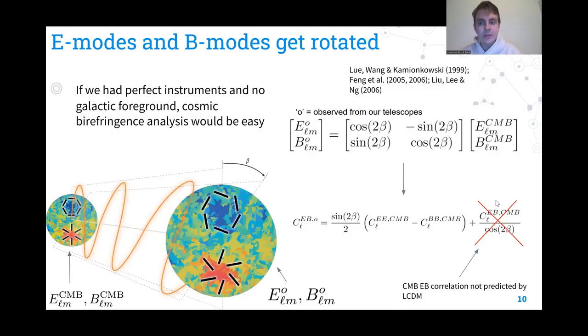So the way to measure cosmic birefringence, if you have perfect instruments and no galactic foreground, is pretty straightforward. What you do is you take the intrinsic E and B modes of the CMB, and you rotate them into the observed E and B modes today by this rotation matrix here that's a function of the cosmic birefringence angle. And if you take this equation, you can derive this power spectra equation down here. It also includes the intrinsic EB power spectrum of the CMB, that means the correlation between the E modes and B modes of the CMB. But as that's not predicted by lambda CDM, we set that to zero. And then you have this equation here. You have everything you need to then measure this beta here.